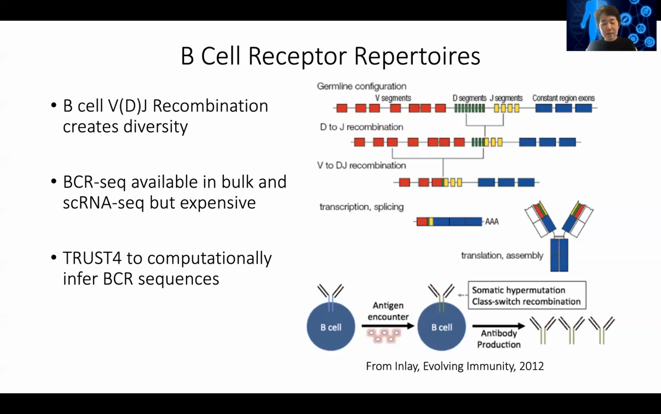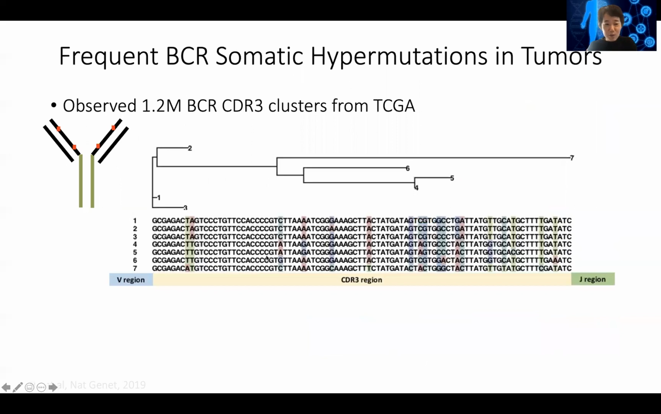TRUST can call the B cell receptor sequences also from the tumor RNA-seq. One thing we do notice is, for example, in one tumor in TCGA, we can see this kind of clonal expansion happening in the tumor. There are different BCRs that were called, and most of the positions are quite similar, except for these occasional positions. Based on the mutations, we can even figure out the clonal expansion tree: which one was the original, and how the antibody evolves gradually.